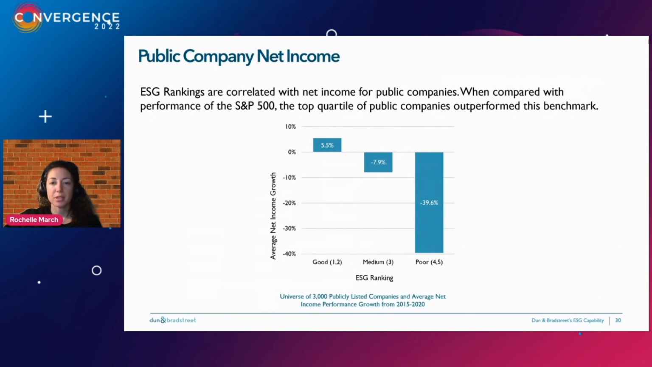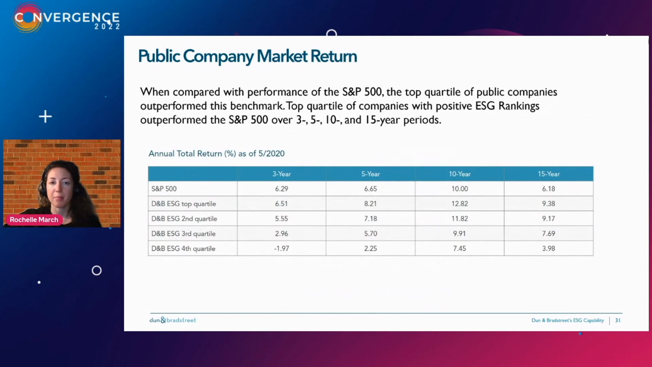And, of course, we see this for public companies in terms of net income. Those with good ESG scores tend to have a higher net income, although not all the time. And also in the higher quartile of ESG scores, we can see a higher return than the S&P 500 benchmark over a 3, 5, 10, and 15 year period. Here, looking at May of 2020, and this continues to be a trend.